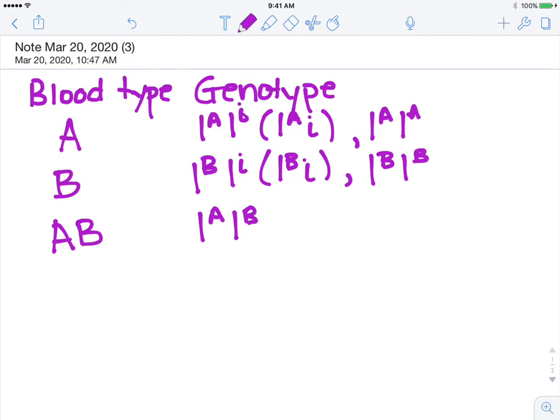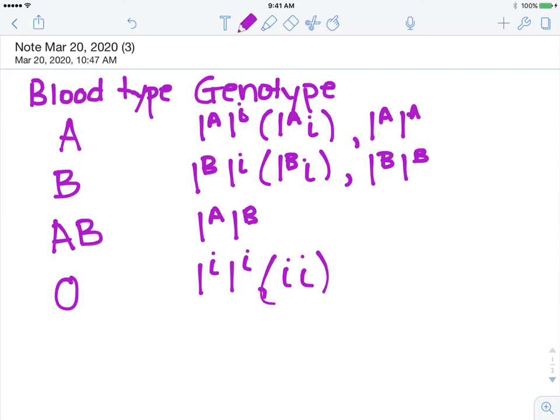And if you are type O, that means you have two recessive alleles. So you could write that as little i, or just ii. Either you could write it either way, so it's really saying the same thing. Okay, so keep in mind those are our genotypes.